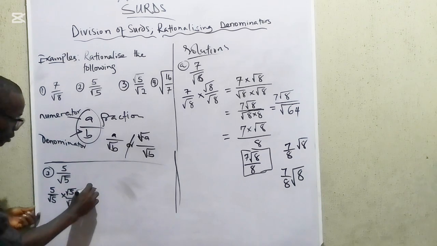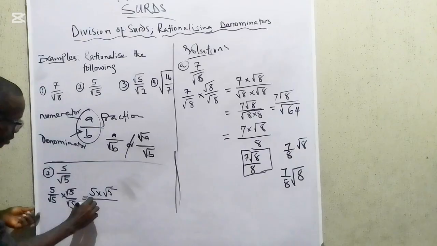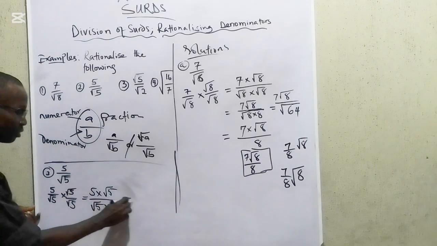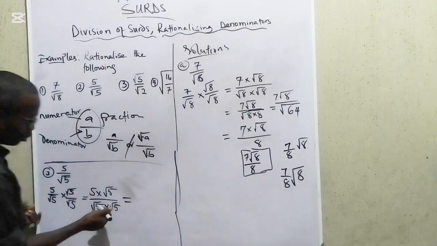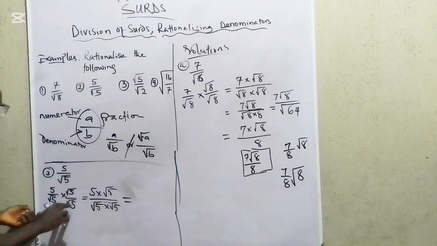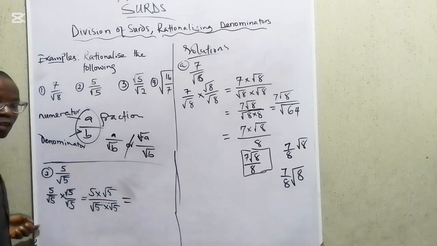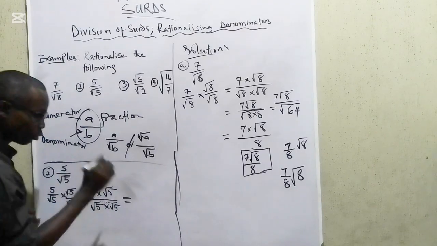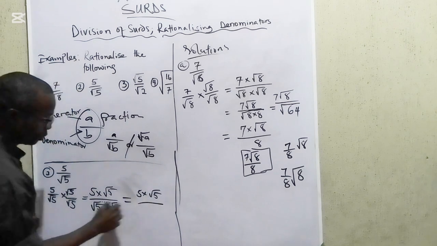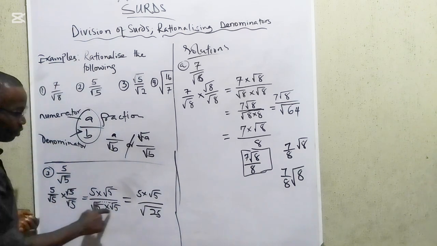This will give us 5 times root 5 all over 5 times root 5 times root 5, which is still the same thing. If you like, join it together. If you know it already, you can just go back. You know root 5 times root 5 is just 5. But for the benefit of those who do not know it, you just follow gradually. 5 times root 5 will be 5 times root 5. So this is going to be the square root of 25, because 5 times 5 is what?